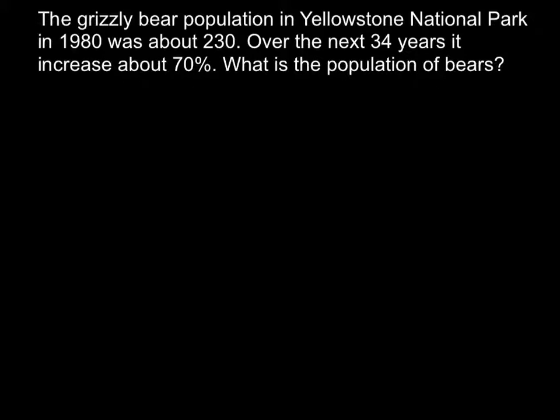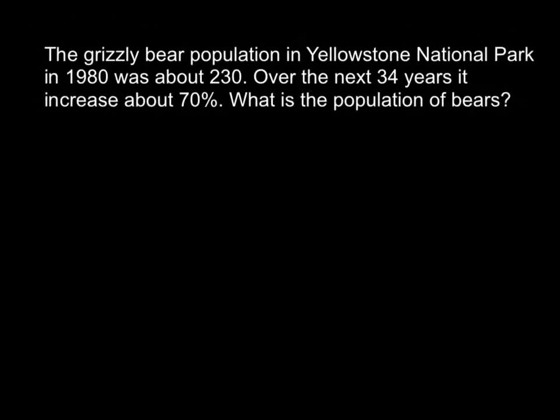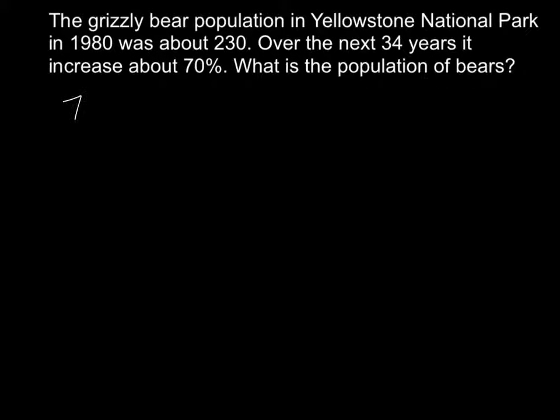This example is similar to the last one. It says the grizzly bear population in Yellowstone National Park in 1980 was about 230. Over the next 34 years, it increased about 70%. What's the population of the bears? So we have to first change 70% to a decimal, which is 0.7. Then we're going to multiply 0.7 times the value, which is 230.